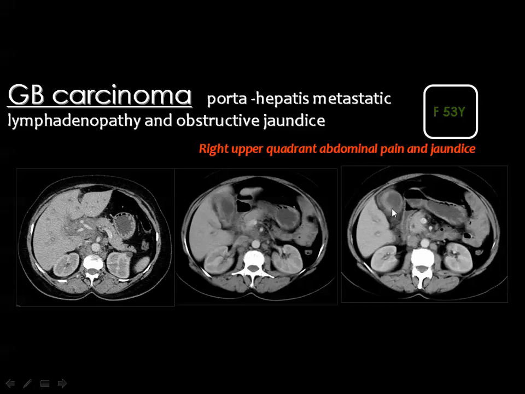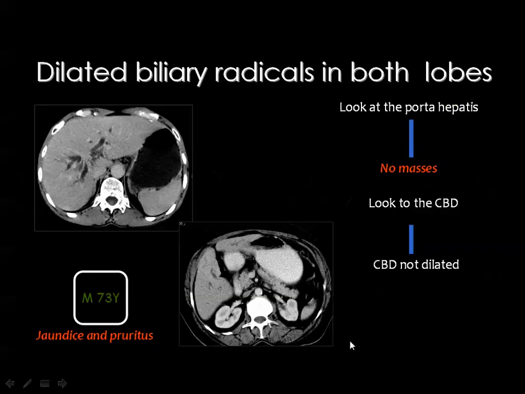And this is the case of gallbladder carcinoma with masses in the region of the gallbladder representing metastatic lymphadenopathy, and you see in the liver dilated biliary radicals. And then you got the site of obstruction and the cause of obstruction. The site is the porta hepatis, and the cause is metastatic lymphadenopathy from gallbladder cancer. Then look at this example.